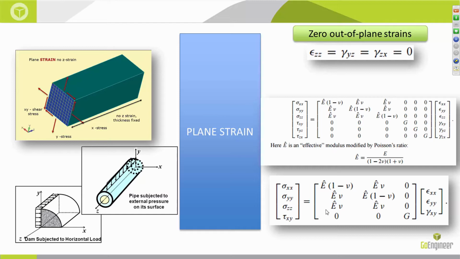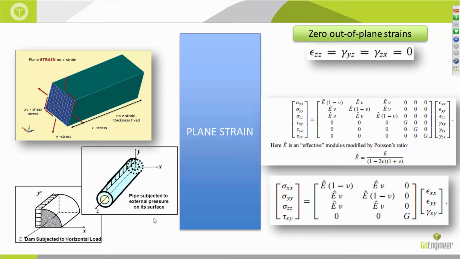A couple of examples of this case would be a dam subjected to a horizontal load. It's enough if you just model, like I said, the cross section of the dam without having to model the extrusion or the 3D geometry. Another example would be a pipe subjected to external pressure on its surface.